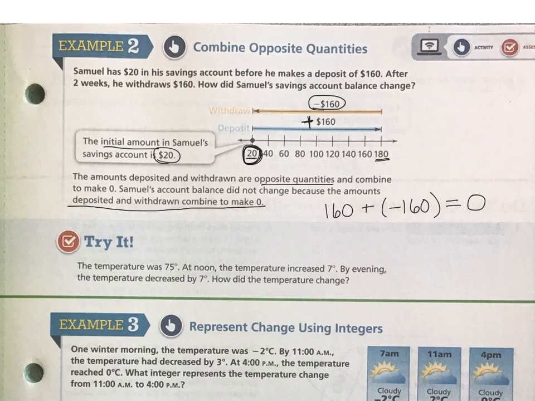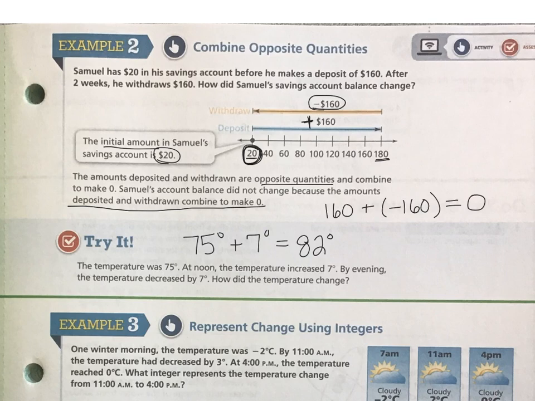The temperature was 75 degrees at noon. At noon, the temperature increased 7 degrees. So where's the temperature now? It would be at 82 degrees.